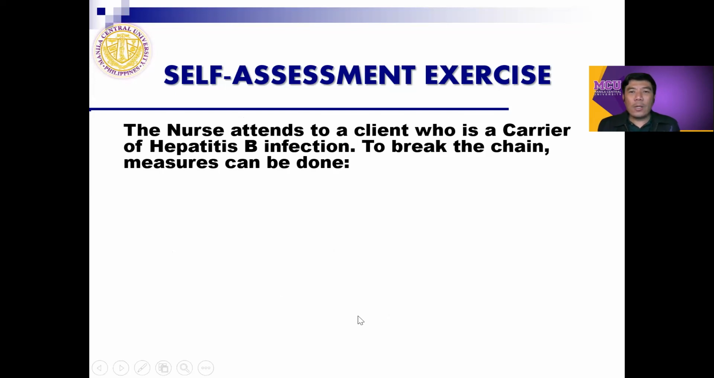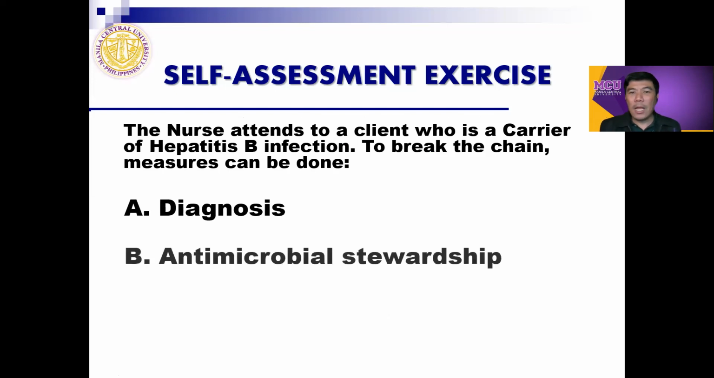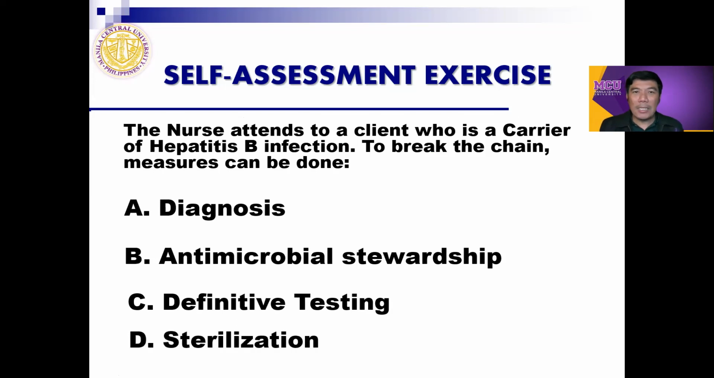The nurse attends to a client who is a carrier of hepatitis B infection. Hepatitis B is a virus. To break the chain, measures can be done. Will it be diagnosis, antimicrobial stewardship, definitive testing, or sterilization?